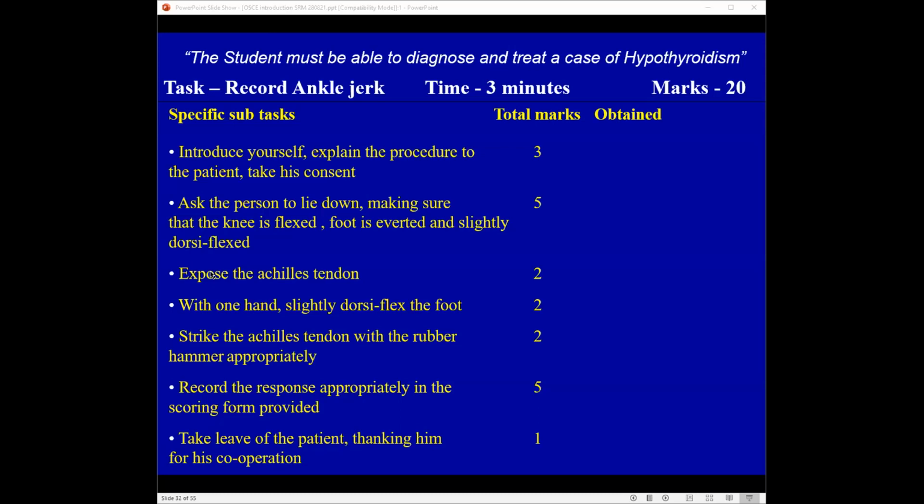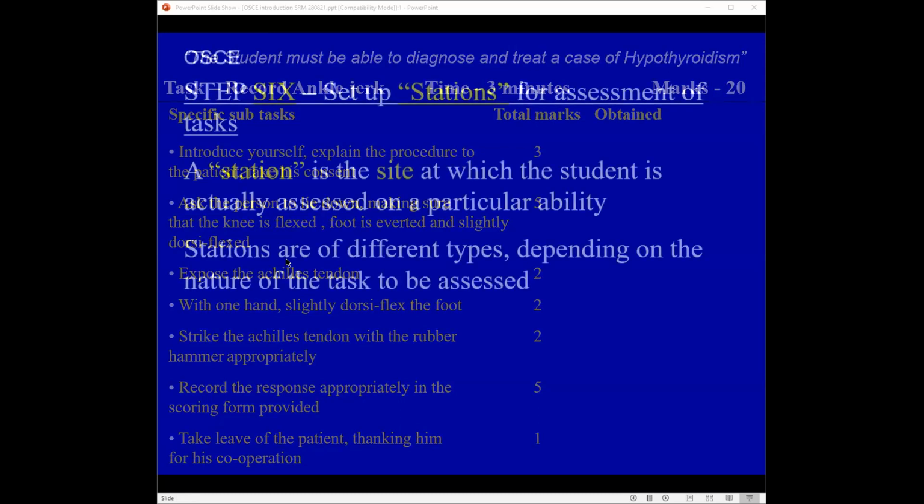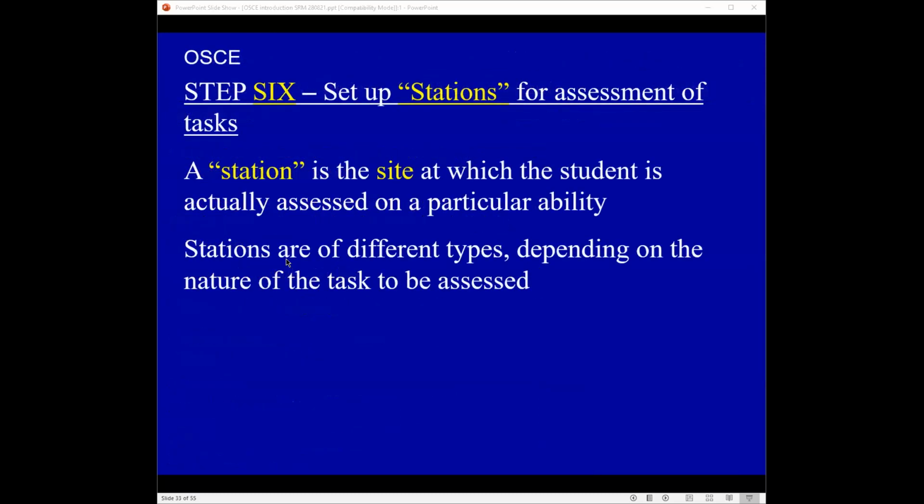Now, having got like this 3 or 4 or 5 or 6 or 10 tasks that we are going to assess among our students, our next step is to actually organize the place where we are going to do this. OSCE is classically conducted in what we call stations. What is a station? A station is simply the site at which one particular task is being assessed on one given student. Stations also are of different types, depending upon what kind of task we assess. We just classify stations like this. It's not that they are physically different, but they are of different types.